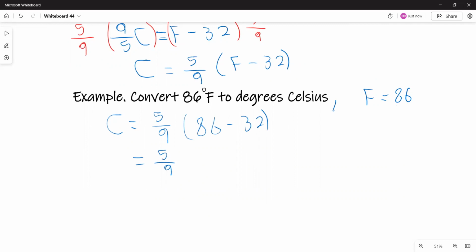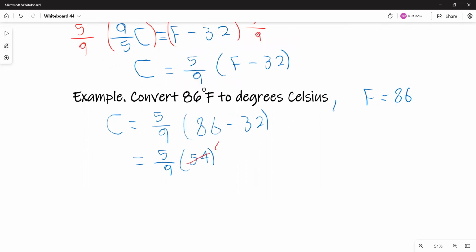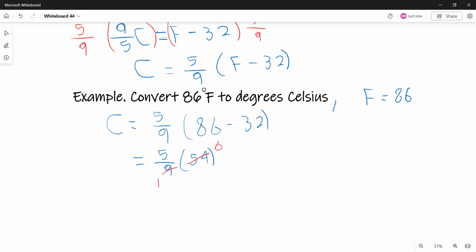86 minus 32 is 54. But 54 over 9 is 6. And 5 times 6 is 30. So at the end, 86 degrees Fahrenheit is equivalent to 30 degrees Celsius.